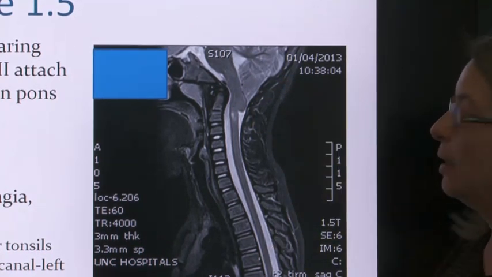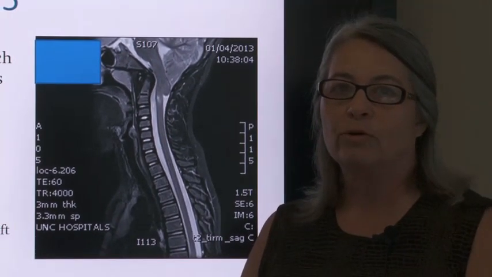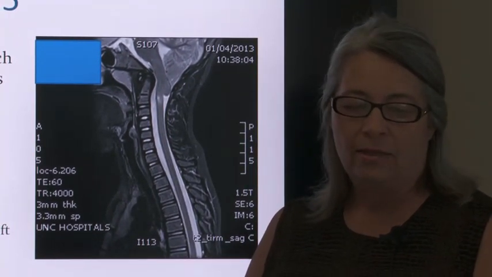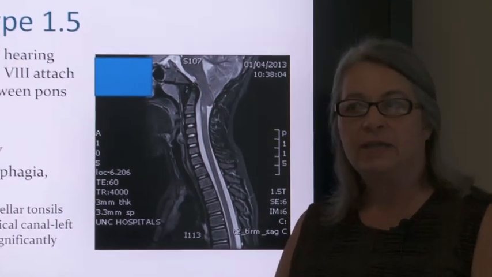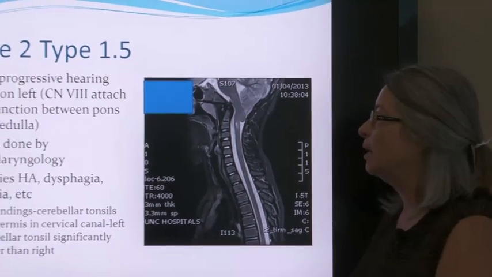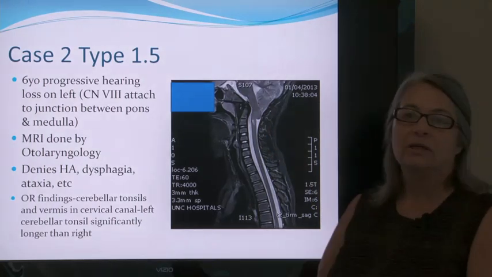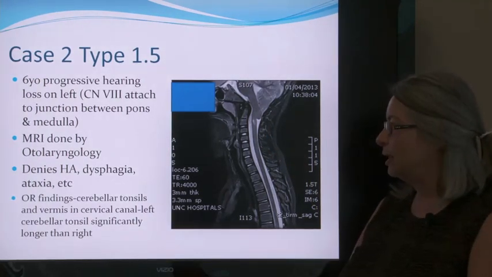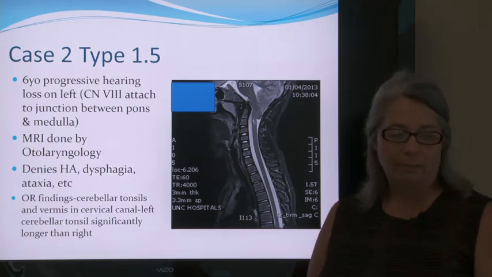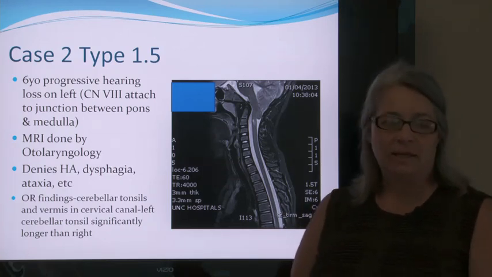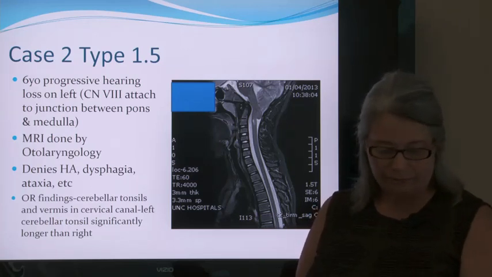So he was first found to have his Chiari malformation. He was being worked up for some hearing loss, and the otolaryngology department here at UNC obtained an MRI to look at his 8th cranial nerve, and that's when they found the Chiari malformation and referred him to us. He did not have headaches, he did not have problems eating, he did not have any problems with ataxia. He was just a very sweet 6-year-old that was having some hearing problems.